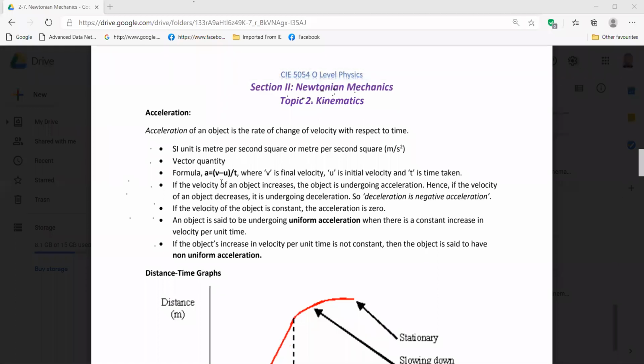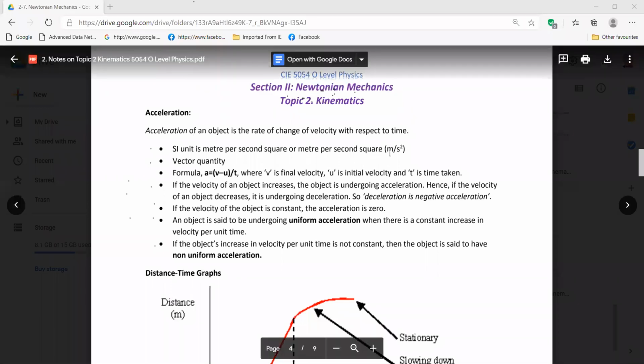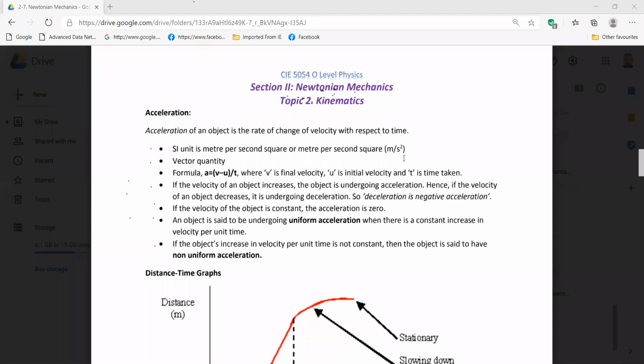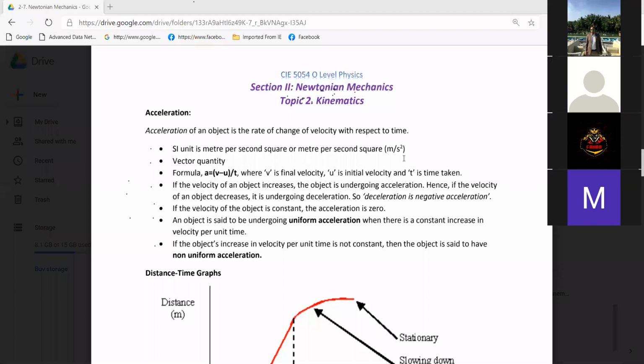From this formula, if you observe, you see v minus u, it is change in velocity, right? And change in velocity is meter per second. Then divided by seconds, so meter per second divided by second is coming meter per second square. Is it clear how this meter per second square is coming? Yes, sir.